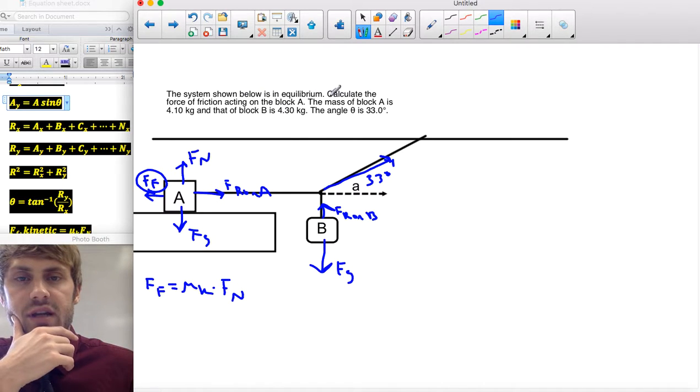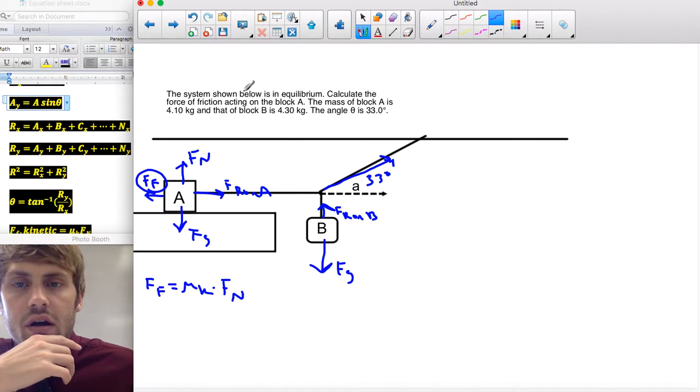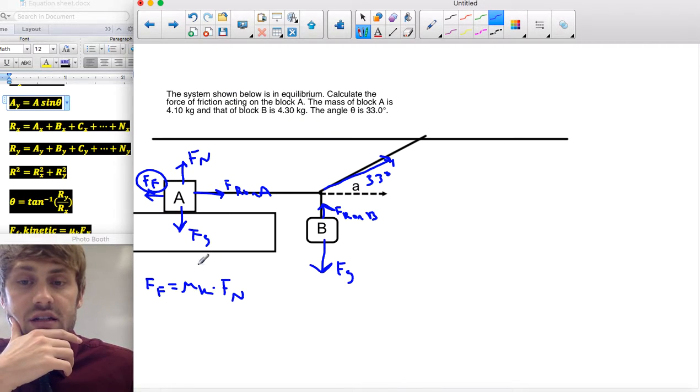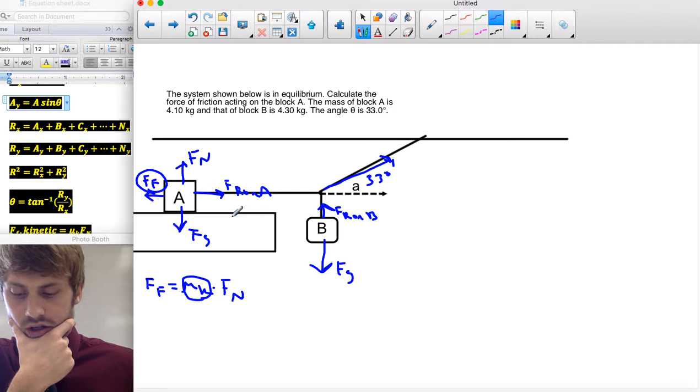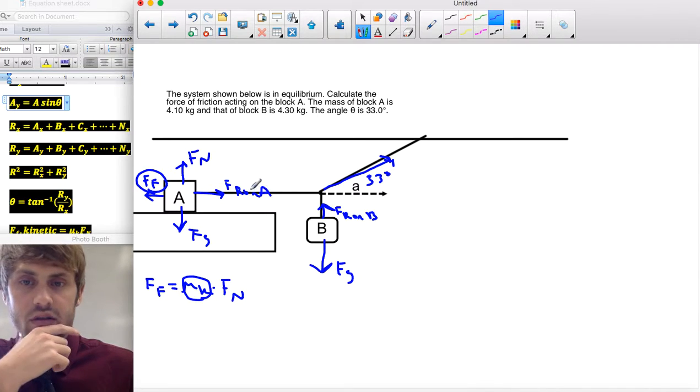Just like last problem, they ask us to calculate the force of friction. They do not give us a coefficient of friction, so our normal equation is not going to be that helpful to us. So what we're going to do is break these down.